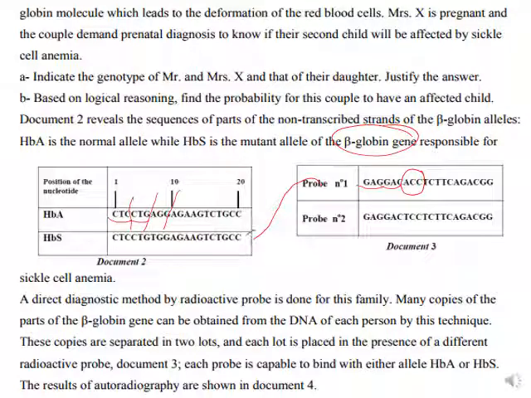So here it is for HBS, and probe number 2 is for the HBA. It's complementary. So the direct diagnostic method by radioactive probe is done for this family. Many copies of the parts of the beta globin gene can be obtained from the DNA of each person by this technique. These copies are separated into 2 lots. Each lot is placed in the presence of a different radioactive probe as shown here. Each radioactive probe is going to bind with either HBA or HBS, and the results are shown in document 4.